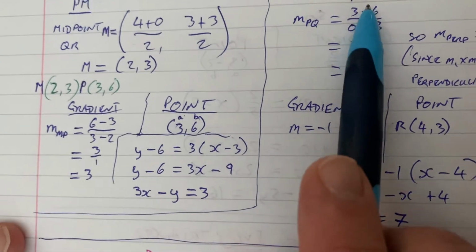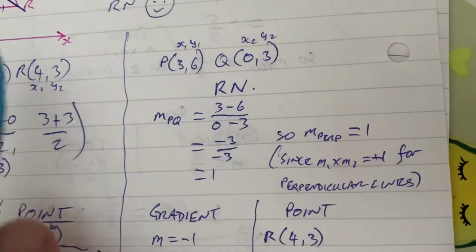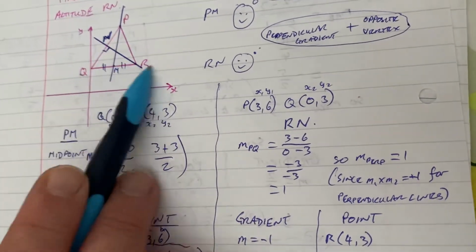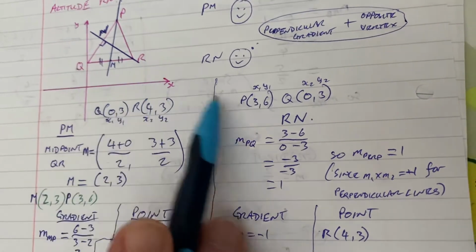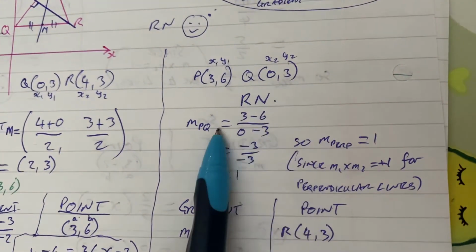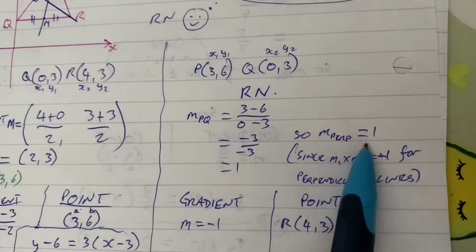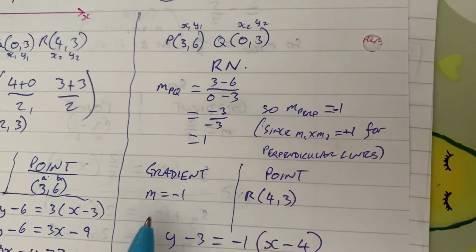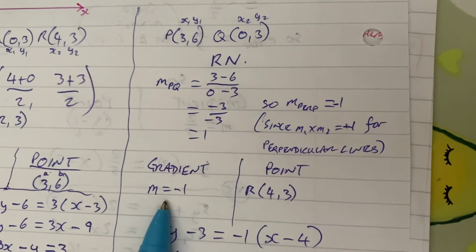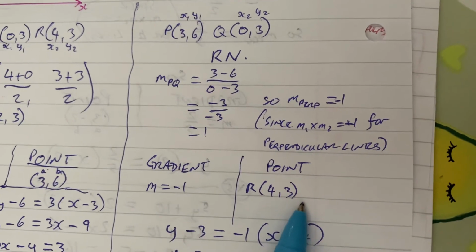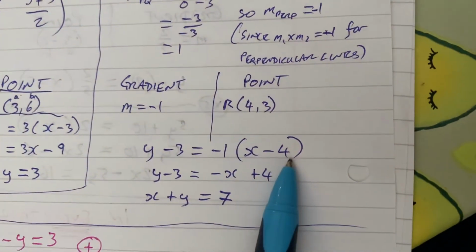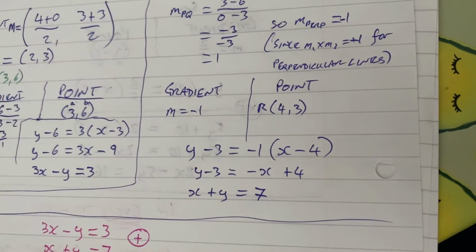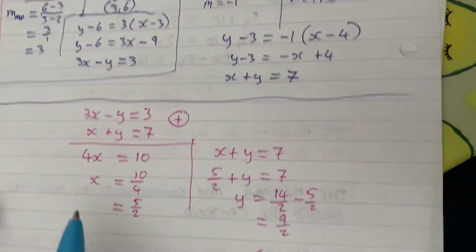So now we're looking at RN. Looking at the picture, RN is perpendicular to PQ, going through R. So we need P and Q, so we need the gradient PQ, and then we need the perpendicular gradient. Our perpendicular gradient is -1. Our point R, which is (4, 3), we plug it into our y minus b equation and we rearrange to get it into the same form as the other one. Now we're doing simultaneous equations.